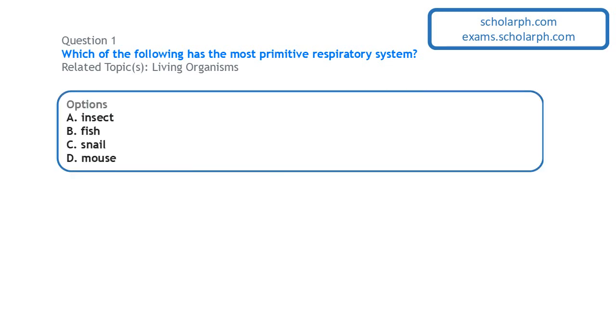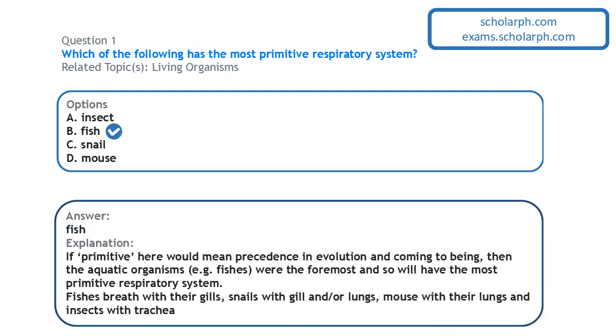Question number 1. Which of the following has the most primitive respiratory system? The correct answer is fish. Fish are aquatic organisms, and aquatic organisms are the foremost in terms of evolution. They came before the terrestrial organisms or animals. So fishes have the most primitive respiratory system, if the word primitive here has to do with precedence in time.